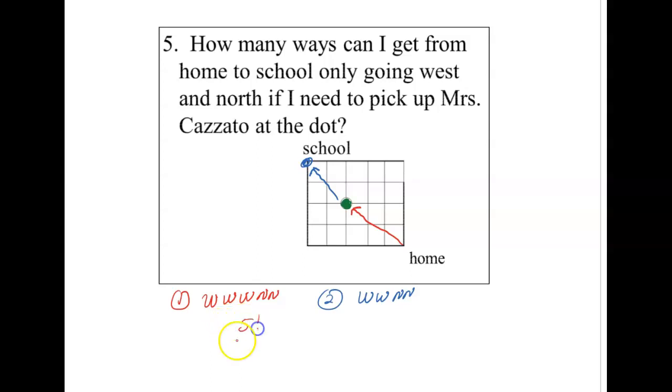So for the red, it would be 5 factorial over 3 factorial, 2 factorial. For the blue, it'd be 4 factorial over 2 factorial, 2 factorial. Doing the math, this first number is 10. And doing the math on the second number, you get 6. So now the question becomes, how do you figure out the final answer? Well, you need to do both. Go from home to pick up Mrs. Cazzato and then Mrs. Cazzato to school. So this is like the fundamental counting principle. There are 10 ways to do the first event, 6 ways to do the second event. So the final answer here is 60.